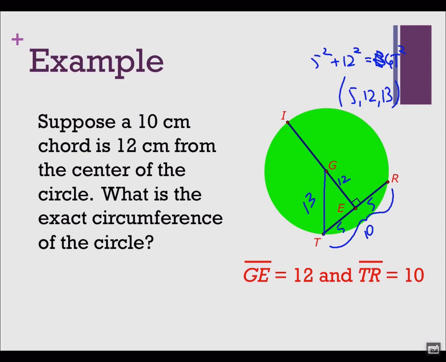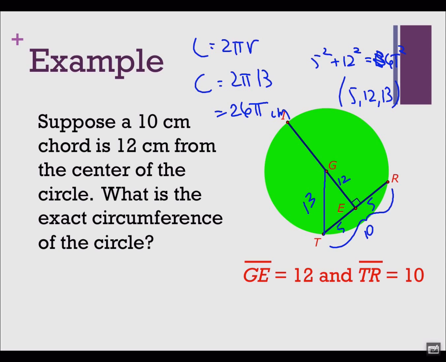Now that we know the radius, what we're looking for is the circumference. Circumference is equal to 2 pi r, so circumference is equal to 2 times pi times 13, which is 26 pi centimeters. Don't forget units. For an approximate answer, you take a calculator, multiply 26 times the pi button, and get 81.68.